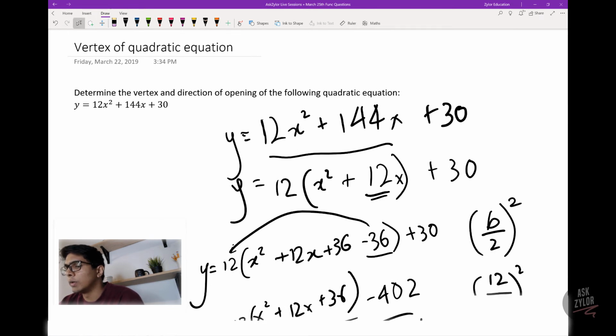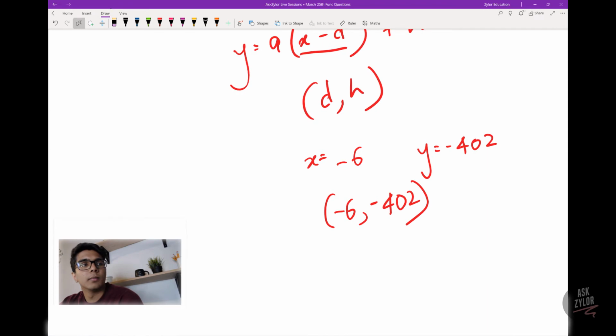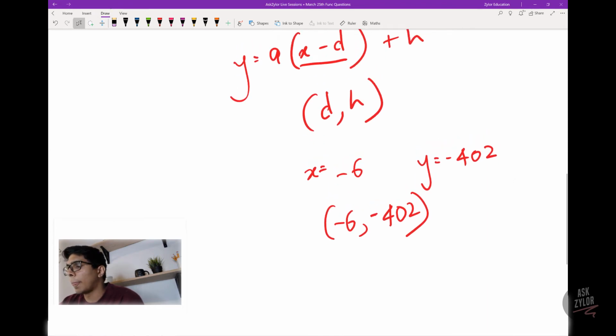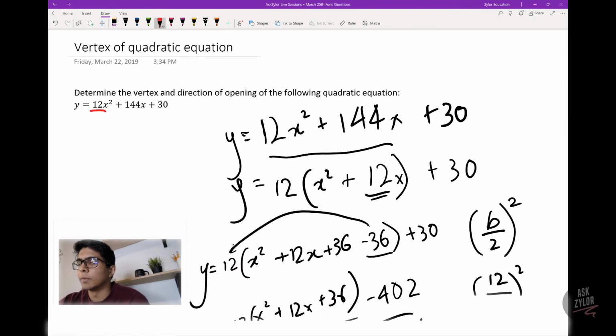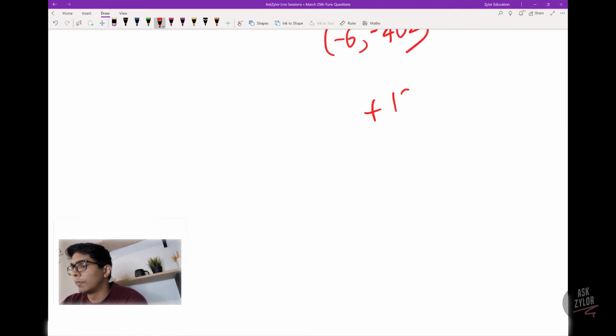So the following quadratic, they're also asking me the direction of opening of the quadratic equation. The way to find that is, the only thing we need to look at is what's my leading coefficient. Is it positive or negative? In this case, I have plus 12 x squared. I'm only interested in the sign of the coefficient, so it's going to be plus 12.